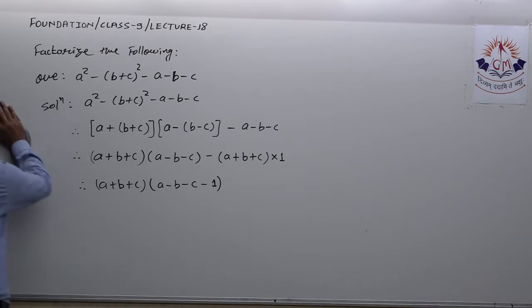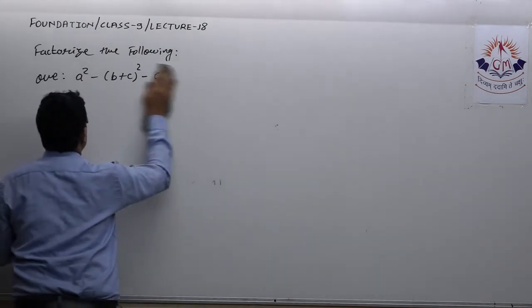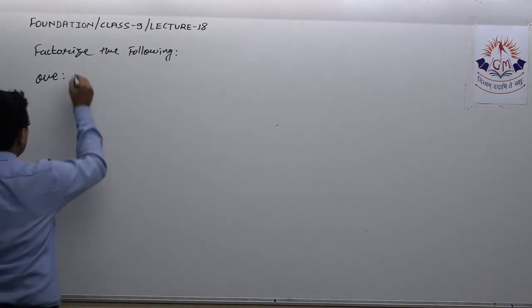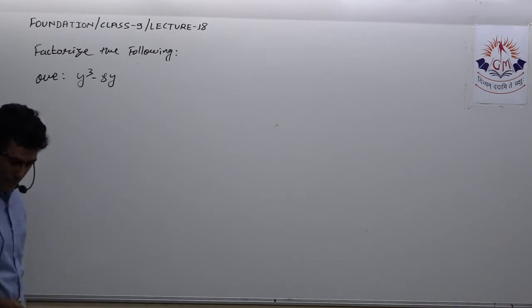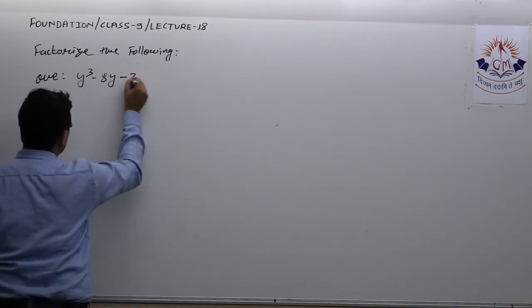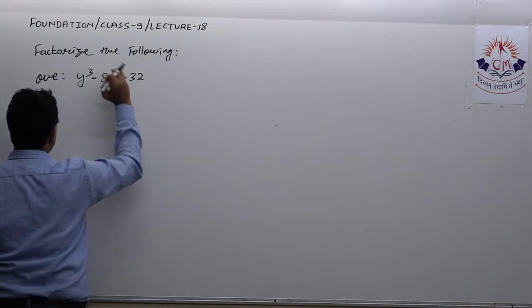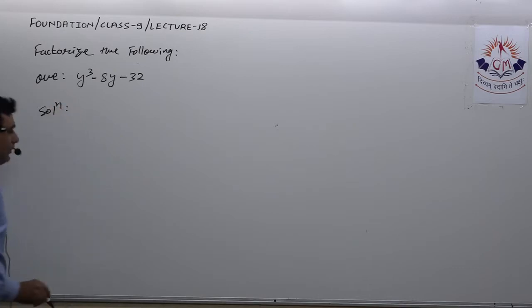Okay, now let us see the next question. y cube minus 8y minus 32. Y cube minus 8y minus 32. Okay, so its factors we have to find. So again, think for a while how you will proceed, then I will give you its solution.